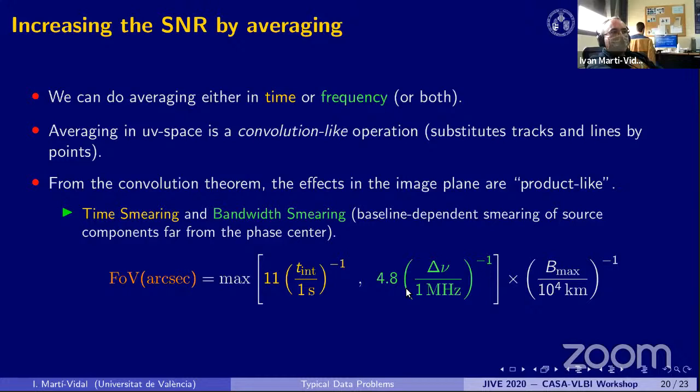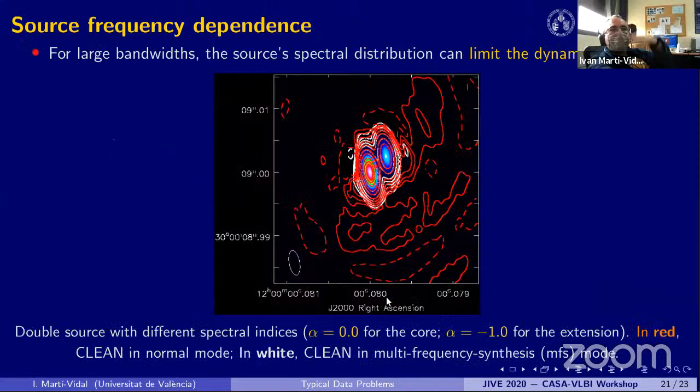One way to avoid this bandwidth smearing, if you have a very wide band observation, is to clean in what we call multi-frequency synthesis mode, where instead of collapsing the visibilities radially to one point per visibility, we perform a Taylor expansion of the source distribution, or reproject each visibility in its right place in UV space to try to minimize this. These are the different strategies that we can use.